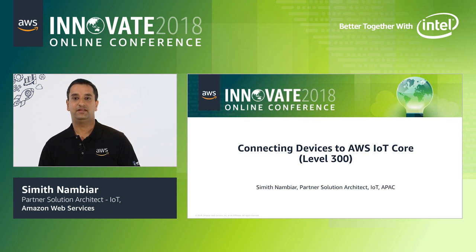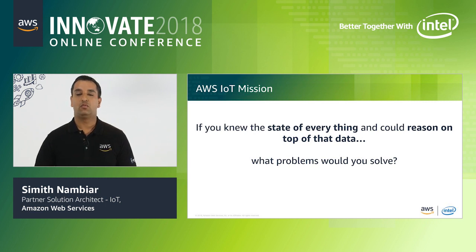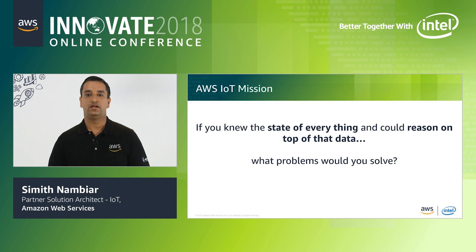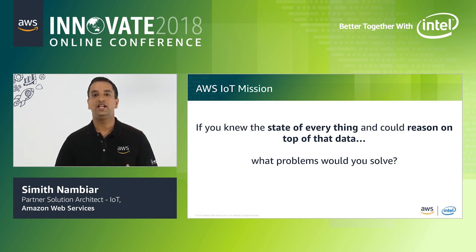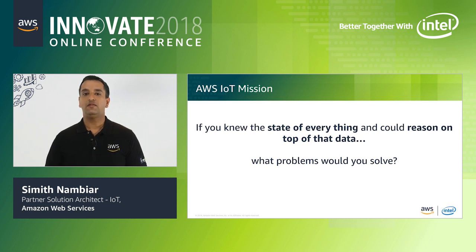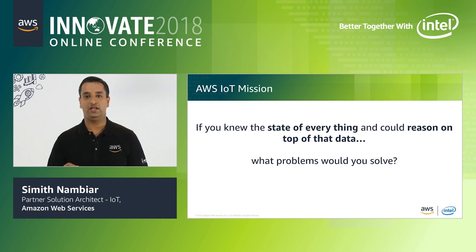So let's get started. If you knew the state of everything and could reason on top of that data, what problems would you solve? AWS IoT's mission is to help customers know the state of their devices and help them reason on top of that data so that customers can get deeper insights and solve their business problems. In this session, I will focus on how we help our customers to know the state of everything.